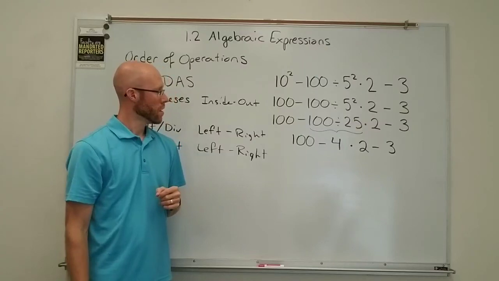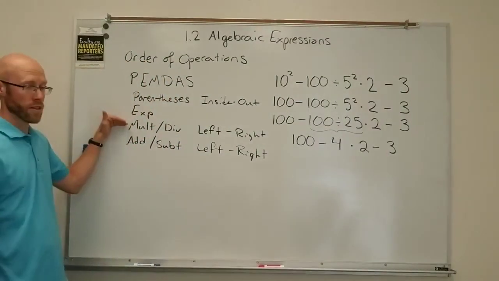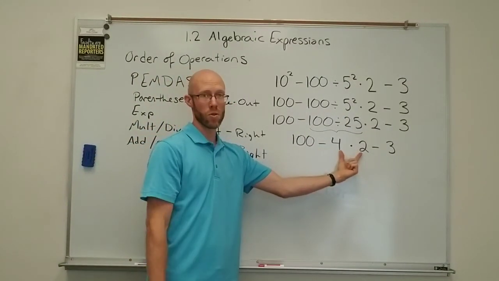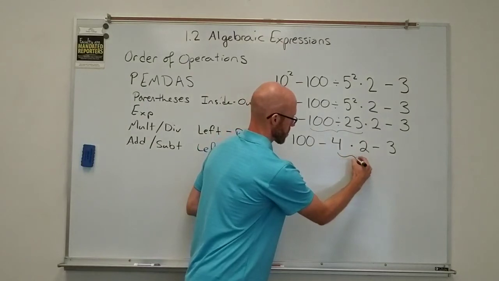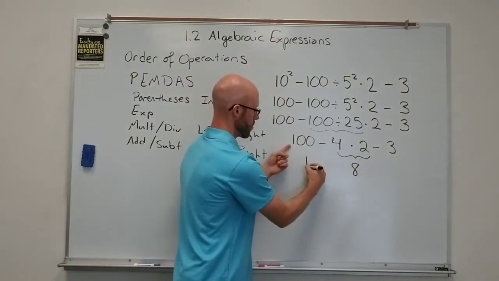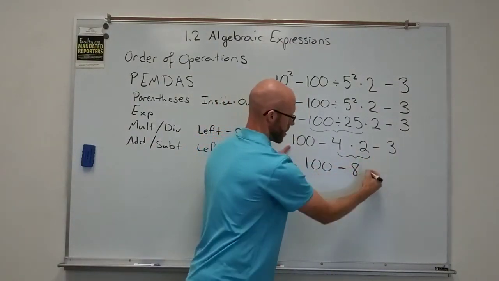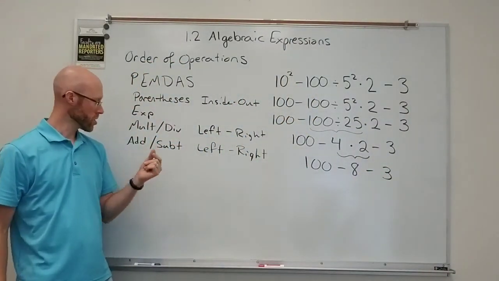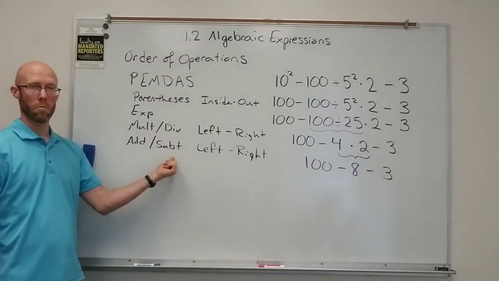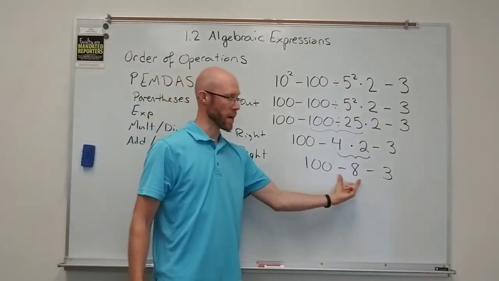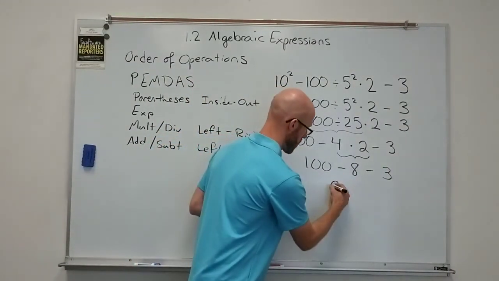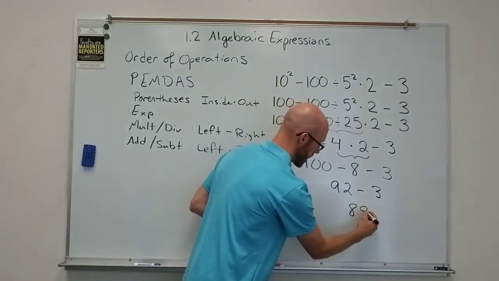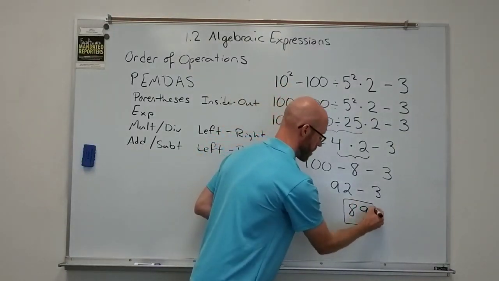Okay. The next operation, staying in the same layer, is the multiplication. So 4 times 2 is 8. Okay, so this combination here gives me 8. Keep the 100 and the minus and the 3. Now we have two subtractions. Again, we jump down to this bottom layer, we go left to right, so we do 100 minus 8, which is 92. Subtract the 3 off, and that should give us an 89 as a final.